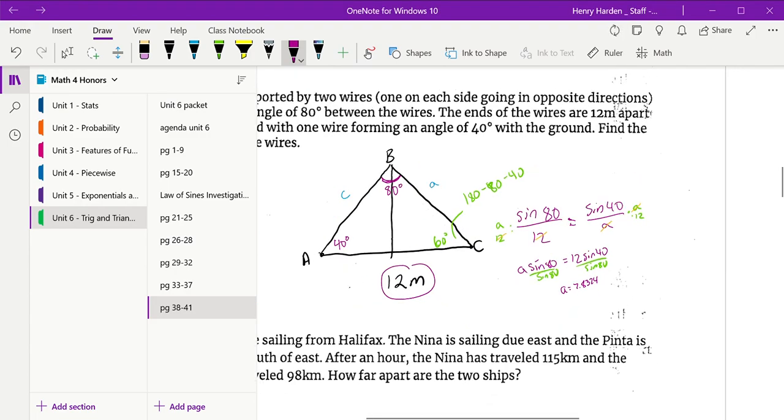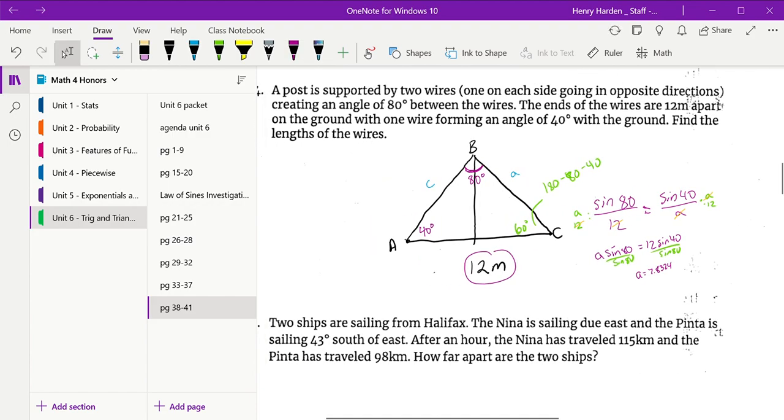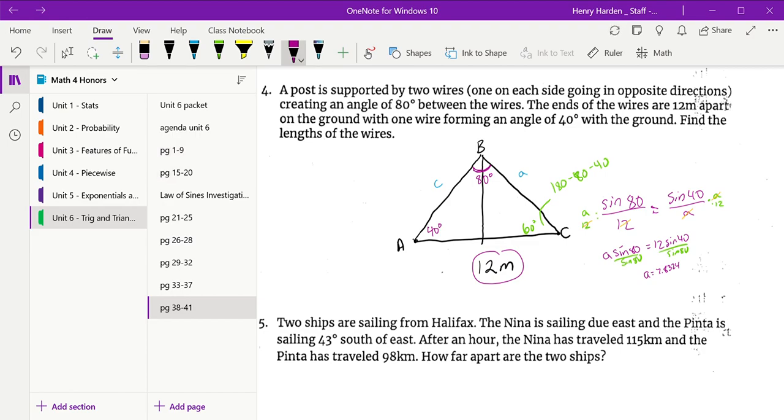Okay, so that's there. Then I'm just going to do another law of sines to find side C. I'm going to say sine of 80 over 12 equals sine of 60 over C. And then just go through literally the same process to find side C. So I'm going to multiply by C, multiply by 12. That's going to make it 12 sine of 60. Then I'm going to divide by the sine of 80.